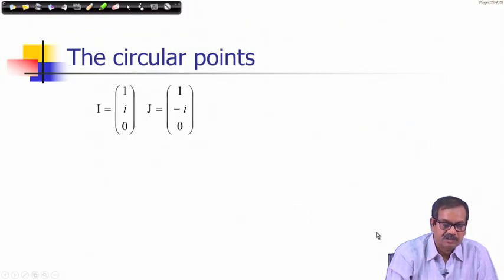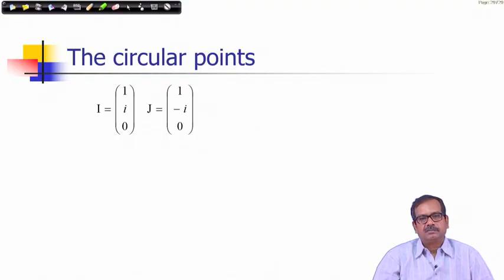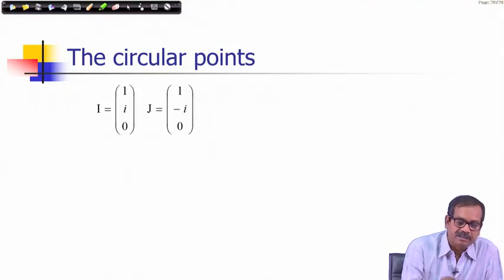There is another interesting property of this transformation, particularly in the conics. There are 2 points which are known as circular points. These points we have already mentioned while discussing the invariances of similarity transformations. We have seen that these points are invariant under similarity transformations. So, the definition of the circular points is given here.